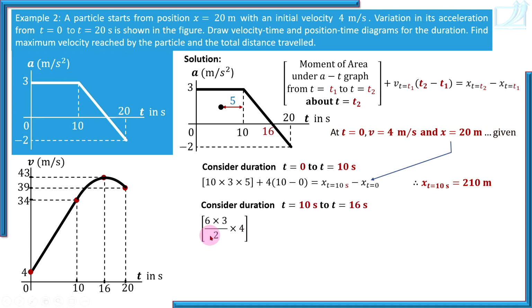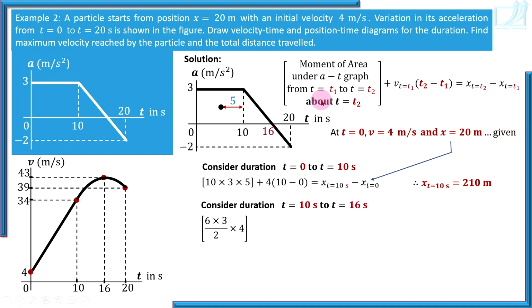In this interval, moment of area. What is that area? Base 6, height 3. So 6 into 3 by 2 into the distance of the centroid. Now this right angle triangle has base 6. So 1/3 of base, that is 2 meters, but 2 meters is the distance from the vertical edge of the triangle. But we want the distance of the centroid from t equal to 16.